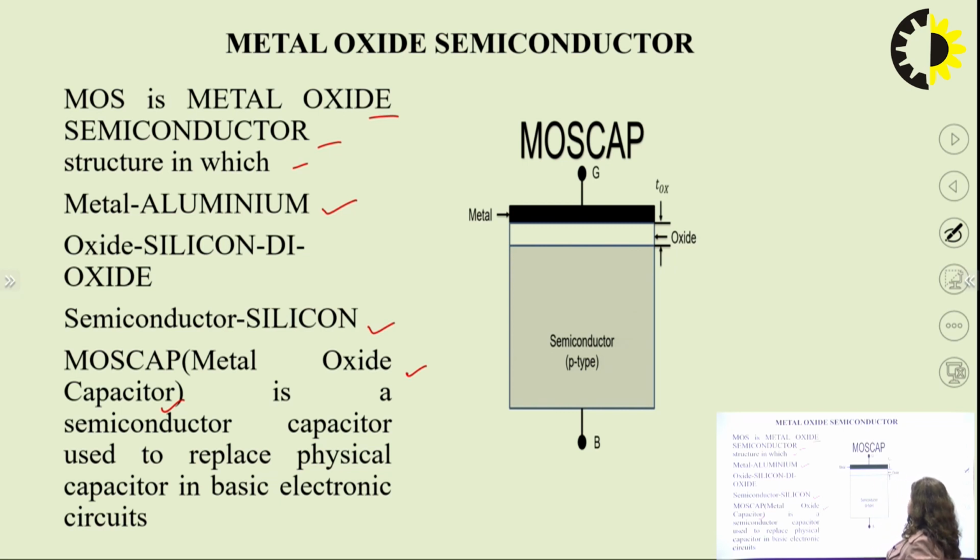So here we have a MOSCAP structure, in which a p-type semiconductor is the base. The silicon dioxide layer is on top of the semiconductor, and then there is a metal layer. We have a gate point here, the base is here, that is B, and the oxide layer is in between the gate and the base. The thickness of the oxide layer is given by TOX. So this will represent your MOSCAP. It's a kind of MOSFET semiconductor structure.